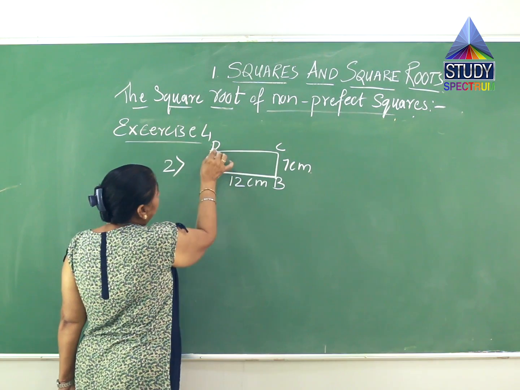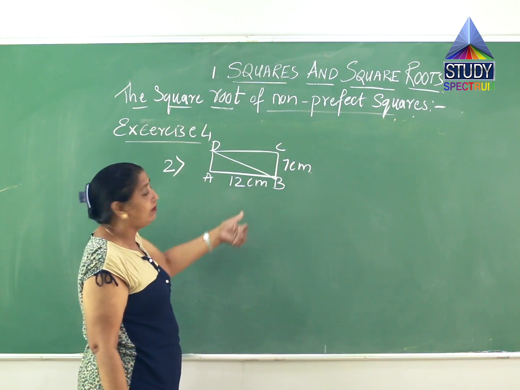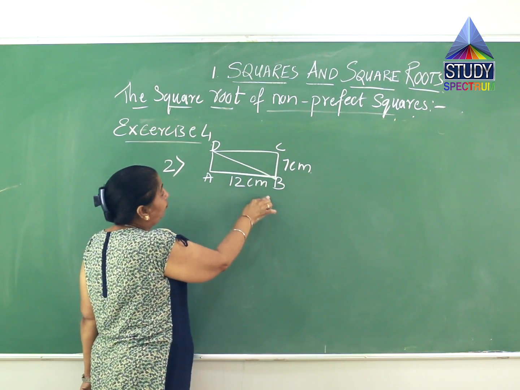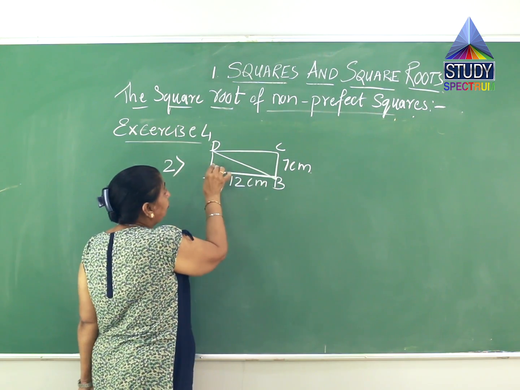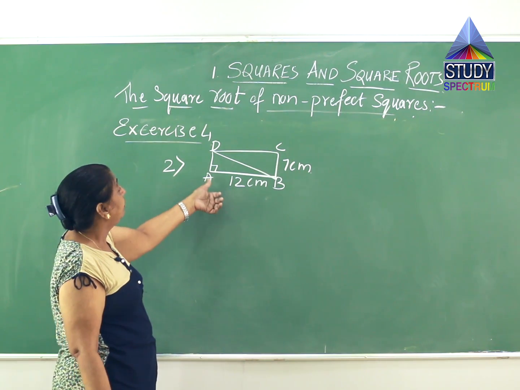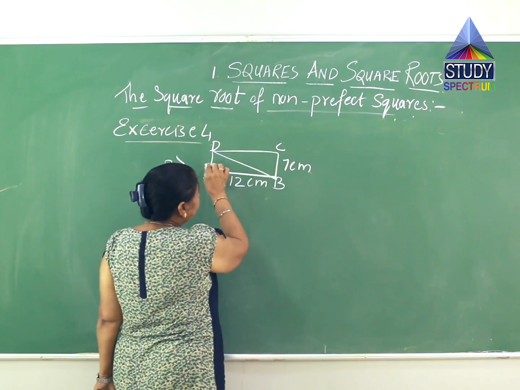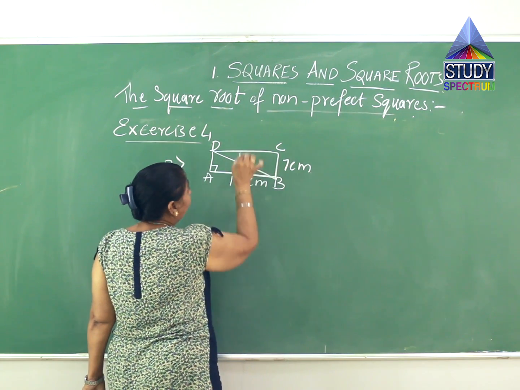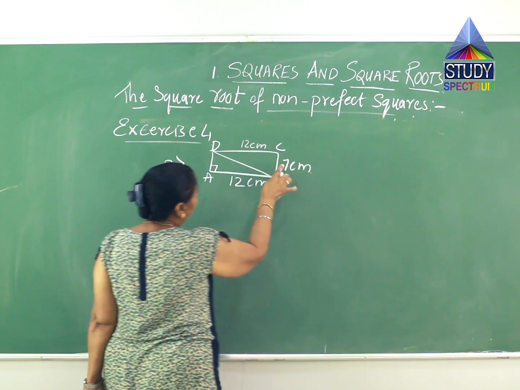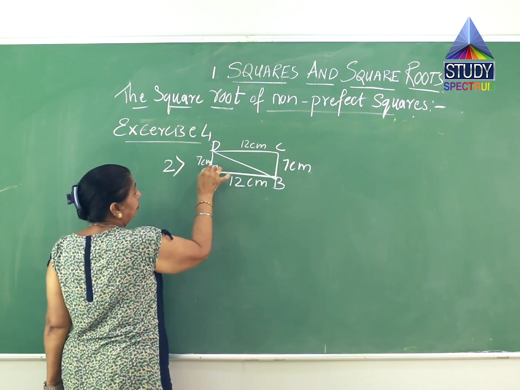Now BD be the diagonal of this rectangle. That means I have to find BD. To find BD, as it is a right angle triangle, again we can apply the Pythagoras theorem on it. As it is given a rectangle, you know opposite sides are equal. So this is also 12 centimeter and opposite to BC, AD, that is also 7 centimeter.